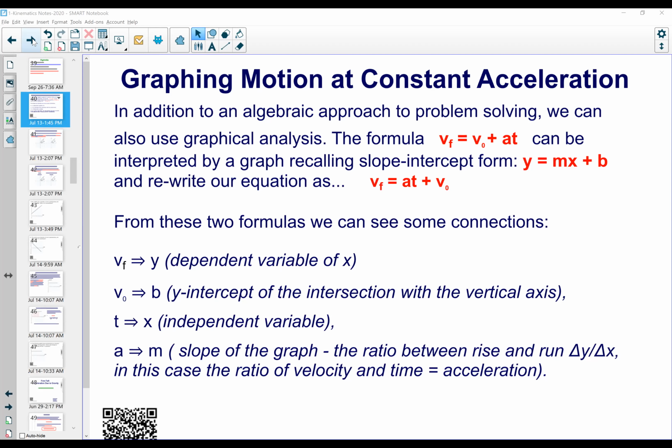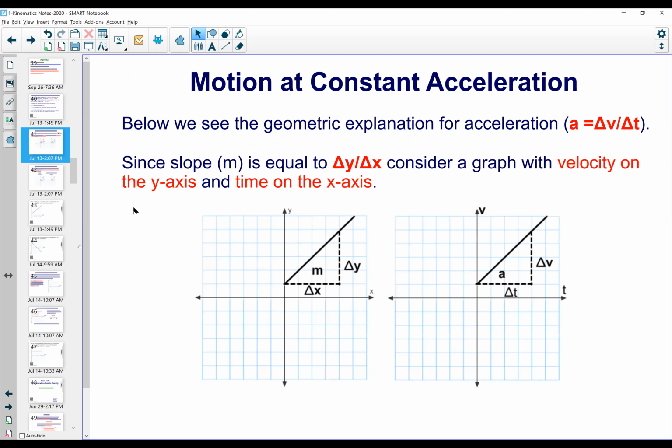All right, so this is more in words and equations. Now let's look at it a little bit more visually. So below we can see the geometric explanation for acceleration on the right. On the left, we just have a basic line that shows us if we wanted to find the slope of that line, we would do change in y over change in x.